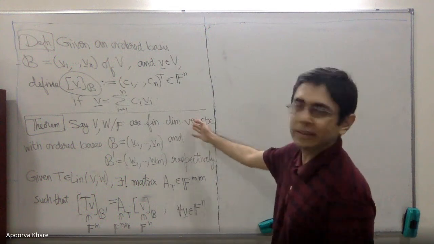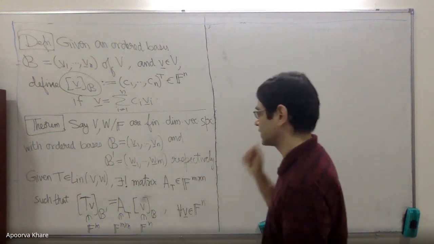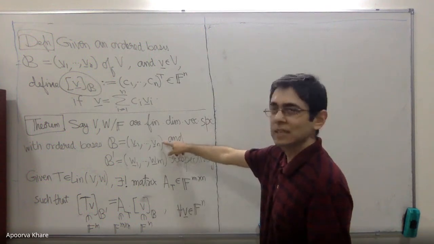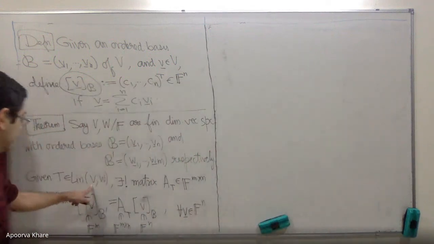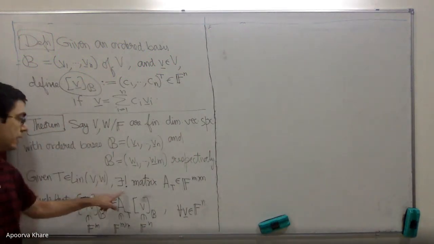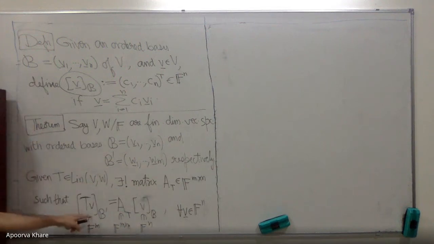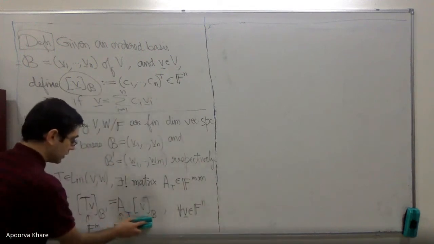Suppose V and W are finite dimensional vector spaces, and these are the ordered bases that we also fix, of V and of W. So V has basis size n, W has basis size m. Given a linear map T from V to W, there exists a unique matrix A_T such that the equation that you satisfy is the function. Right? So I said this last time.